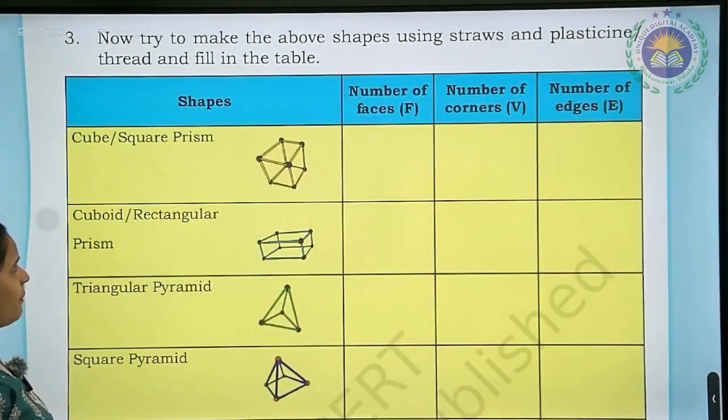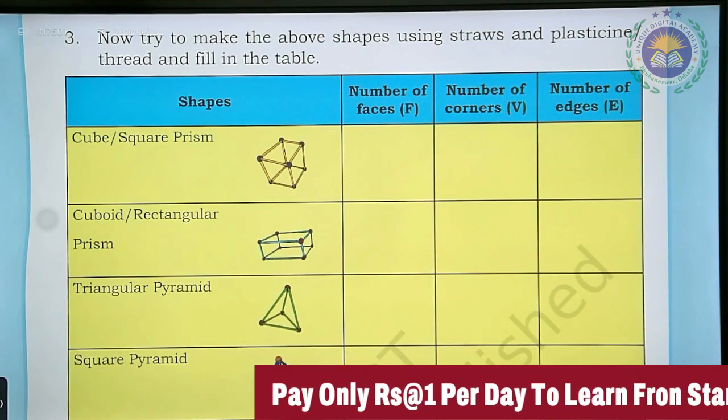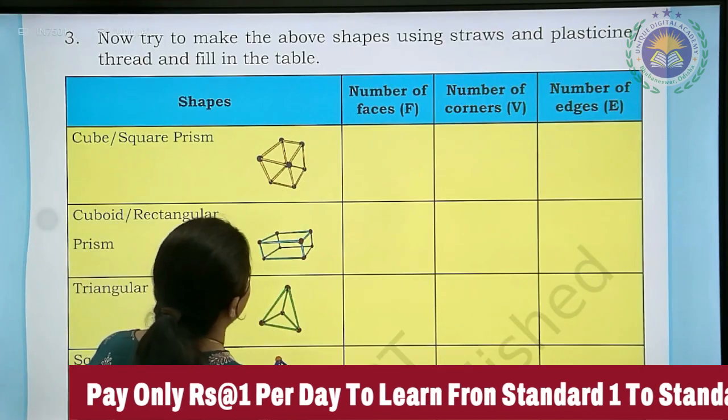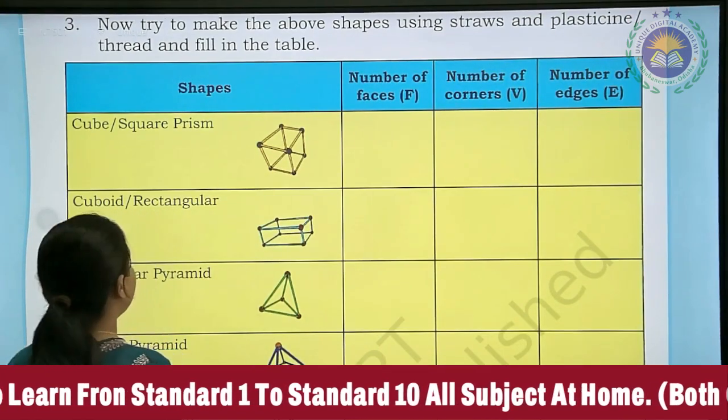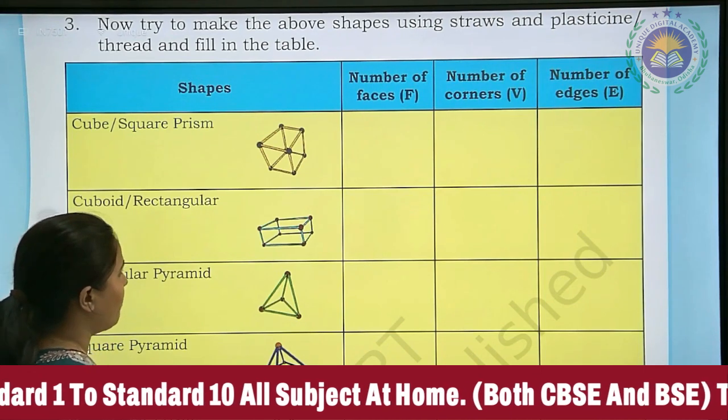Now try to make the above shapes using the straws and plasticine threads and fill in the tables. Cube, square prism. Number of faces.